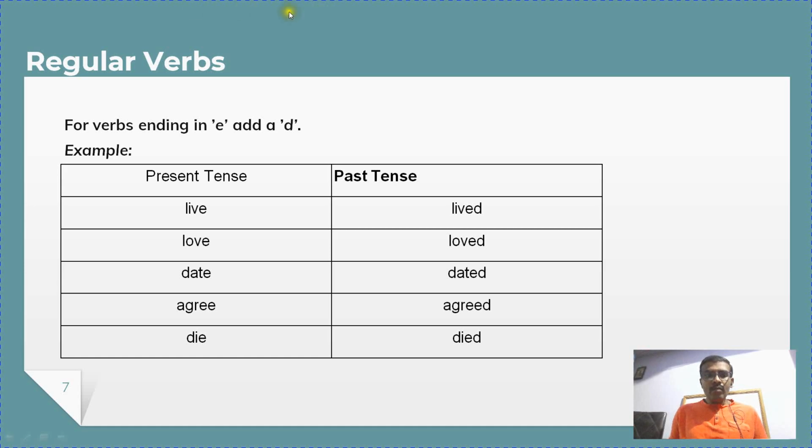Here, for verbs ending in e, add a d. You have to add d for verbs ending in e. For example, the verb live ends with e, so you have to add d. Live, lived; love, loved; date, dated; agree, agreed; die, died. So for verbs ending with e, you add d to the verb. These are the regular verbs.